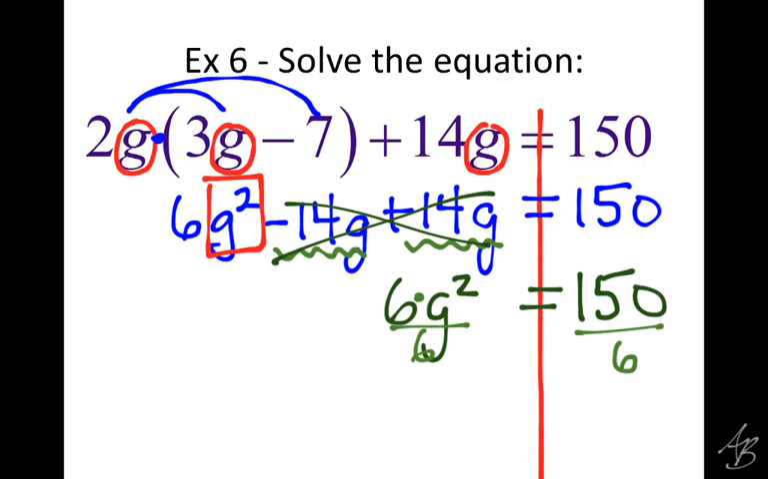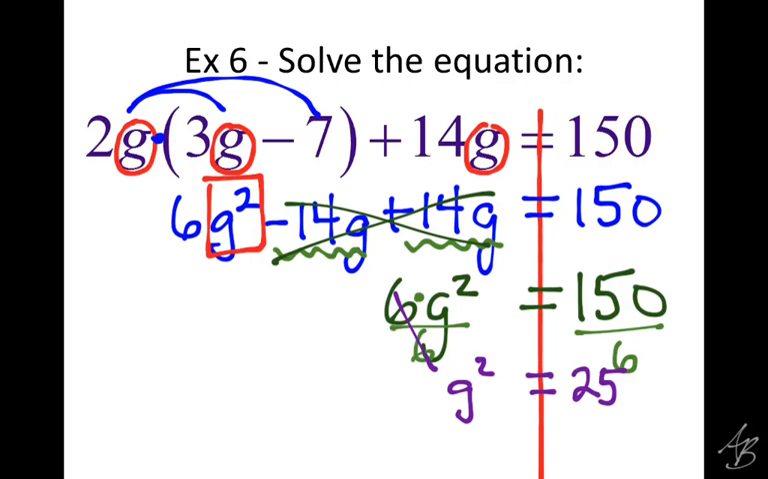And might need a calculator for this one. So the 6's cancel on the left side, which leaves what? G squared. And on the right side, 150 divided by 6 is 25. If you think about that, 6 quarters would be $1.50, right? So 6 times 25 cents would be 150 cents, or $1.50. So that's one way you could do it, maybe without a calculator.